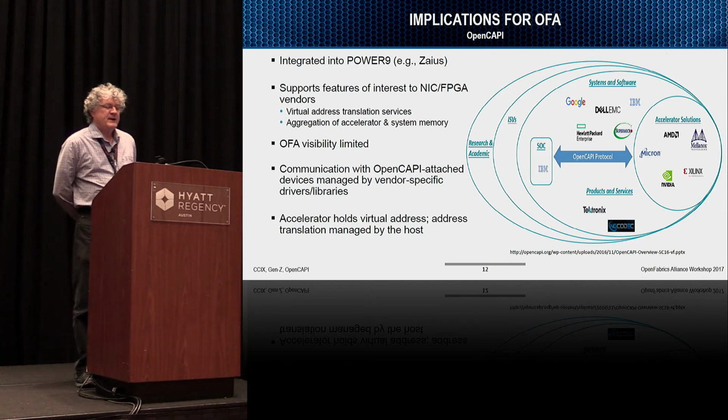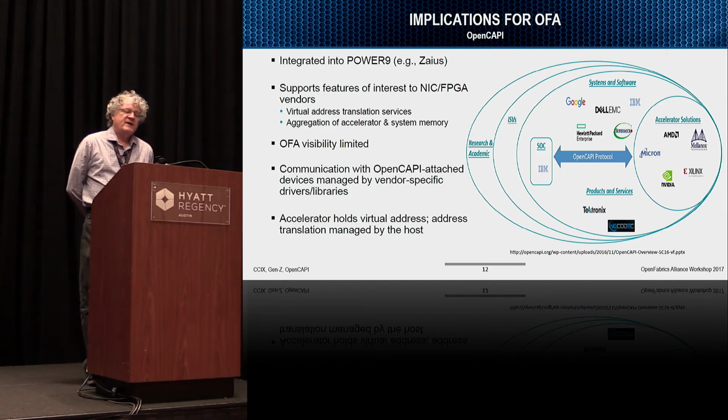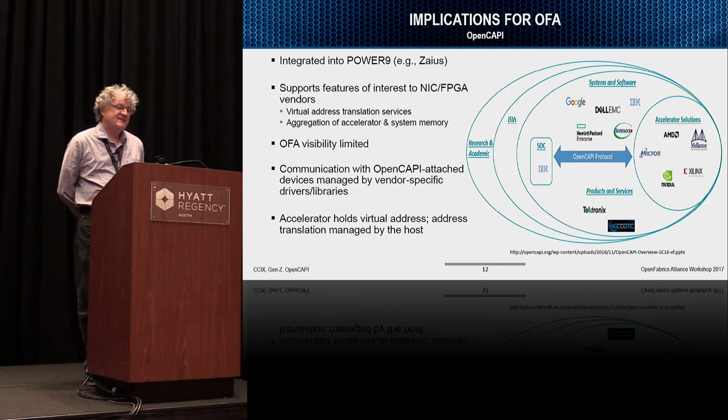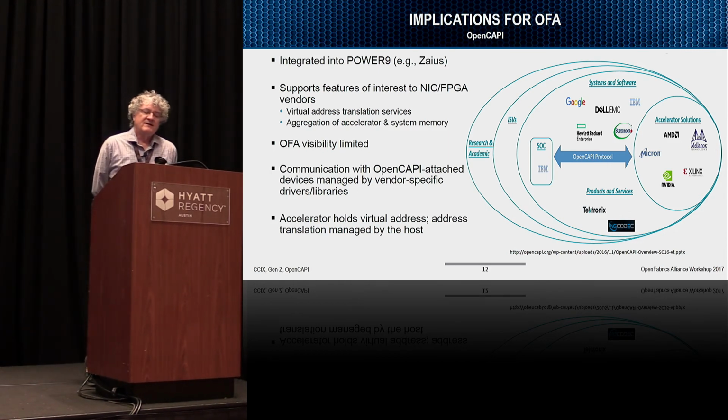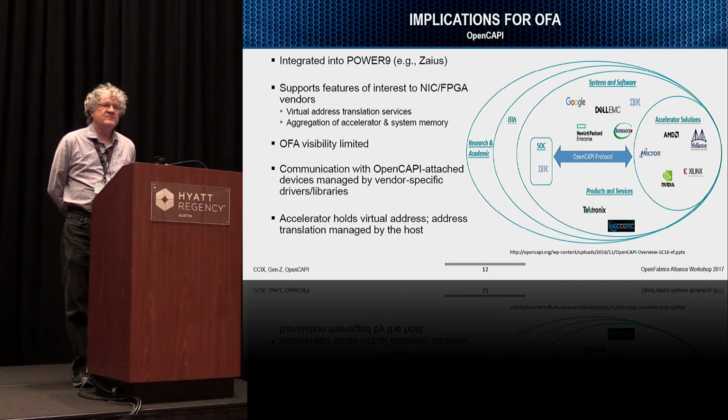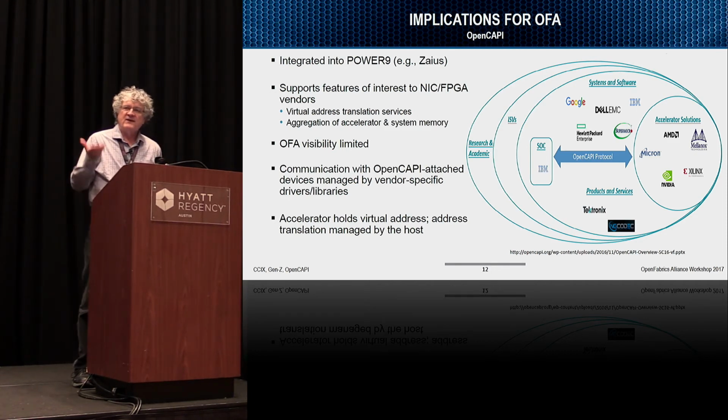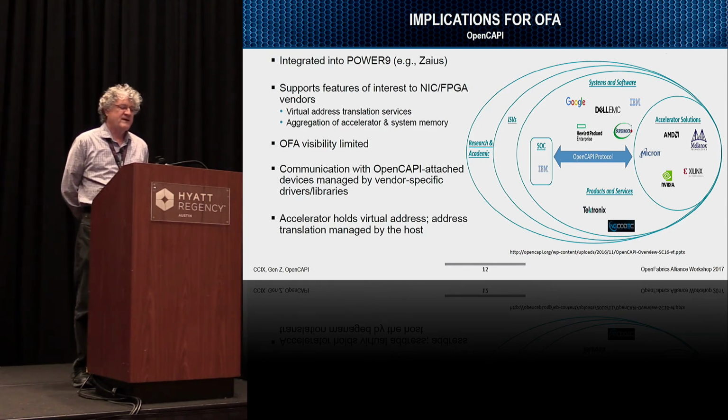OFA and OpenCAPI. OpenCAPI, as I said, is integrated in POWER9. It supports virtual address to physical translation services, and possible aggregation of system accelerator and system memory. I sort of put this in the same category as CCIX. I'm not sure it's going to have strong visibility at the transport layers or other aspects within the OpenFabrics software.